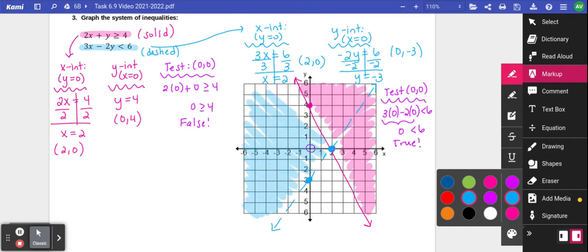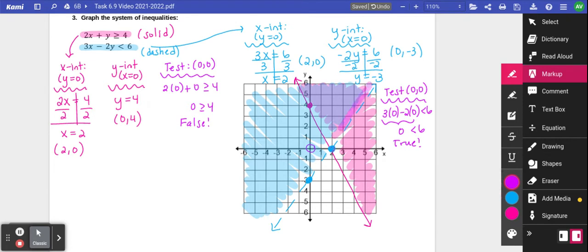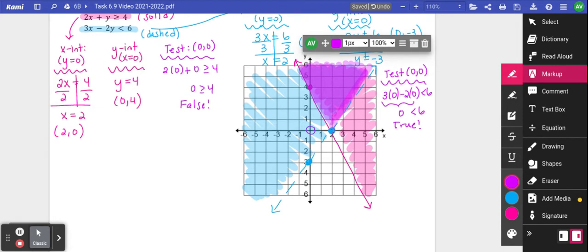And if I keep going until I shade all of it, you can see where that color kind of overlaps because it changes to purple, right? Pink and blue make purple. So our solution region, the region that has all the solutions that would work for both inequalities, would be this purple region of the graph right here. You'll notice that I'm making it darker. On your paper, you should shade that a little bit heavier to show that that's where the two regions overlapped.